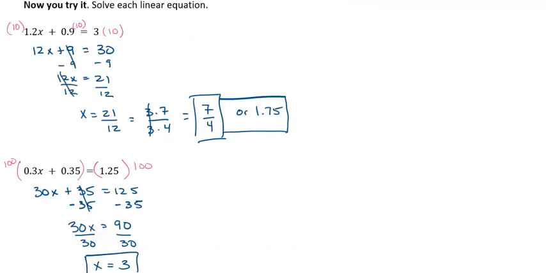Okay, here are the next 2 for you that you were supposed to try. So the first one, you have to multiply everything by 10, and you end up with 1.75 or 7/4. But normally when we have a decimal problem, we can answer with a decimal. The bottom one, you want to multiply everything times 100, and you should get x equals 3.